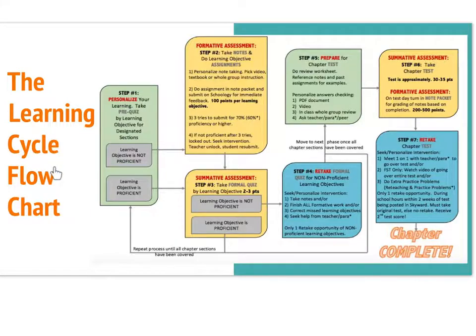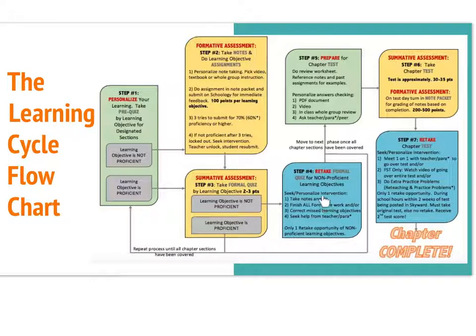This learning cycle flowchart right here brings together everything that I just said. There's 7 steps, where in step 1, students will take a pre-quiz if they choose to personalize their learning. Following that is step 2, where they do the formal assessments and their note-taking. And then there's summative assessment of their formal quiz. If there's any retaking of that formal quiz, they will get it taken within the appropriate window.